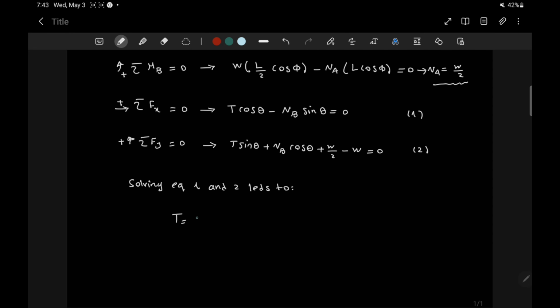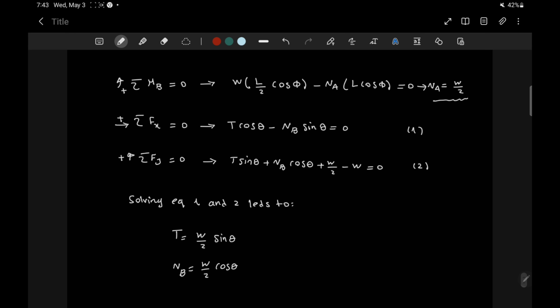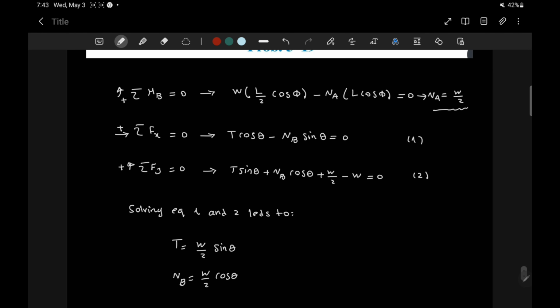After some algebraic manipulation, we obtain T equals W over 2 sine theta. NB equals W over 2 cosine theta. These are the solutions we were looking for. The tension in one rope is proportional to the sine of the angle between the rope and the beam, and the reaction force at B is proportional to the cosine of that angle. These results make sense, because as the angle increases, the tension in the rope decreases and the reaction force at B increases, since the weight is being supported more vertically.